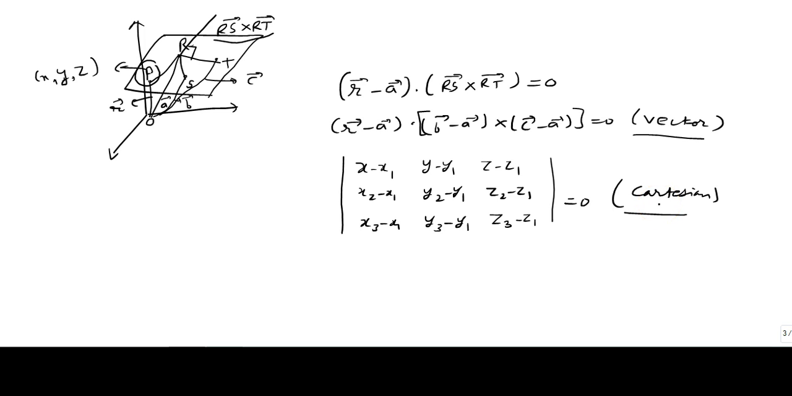So this is how we can find the equation of a plane. One of the 3 mentioned conditions should be given. Number 1, the normal to the plane and the perpendicular distance of the plane from the origin should be given, or one point and a perpendicular vector should be given, or 3 points should be given. Then we can find the equation of the plane.